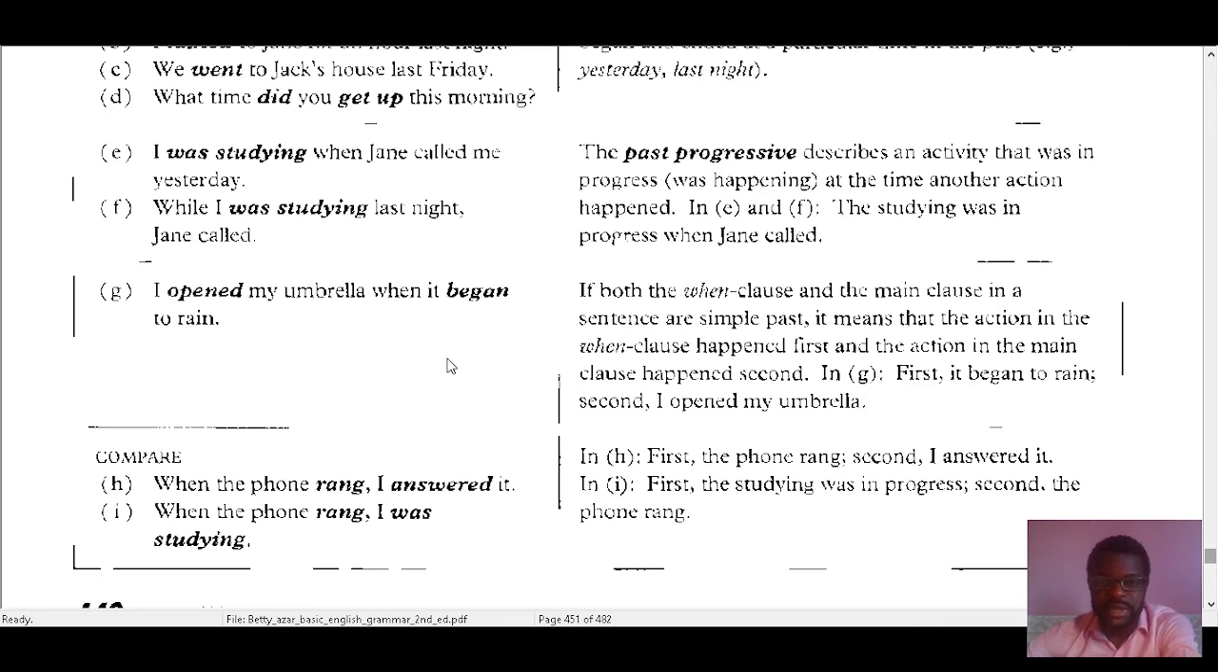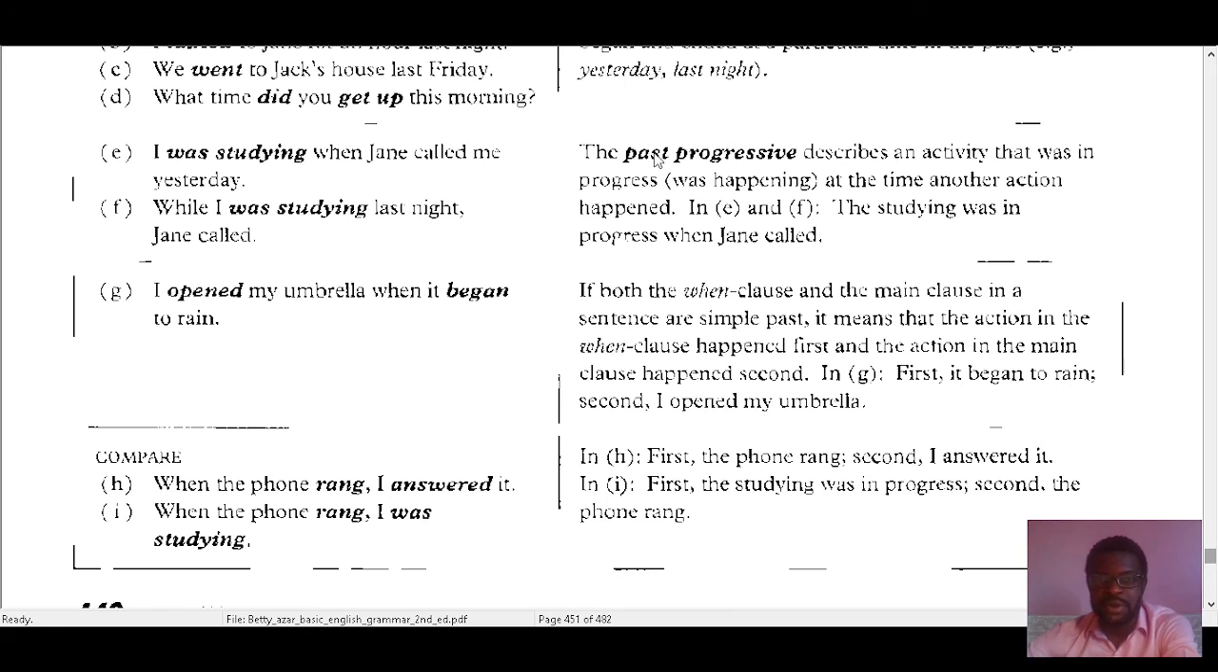Okay, so let's look at the example they told us to look at here, which is G. They say this happens when the when clause happened first before the main clause. For example, I opened my umbrella when it began to rain. It began to rain is the when clause. So this one happened first before I opened my umbrella. So it's only in situations like this that you have the simple past in both clauses.